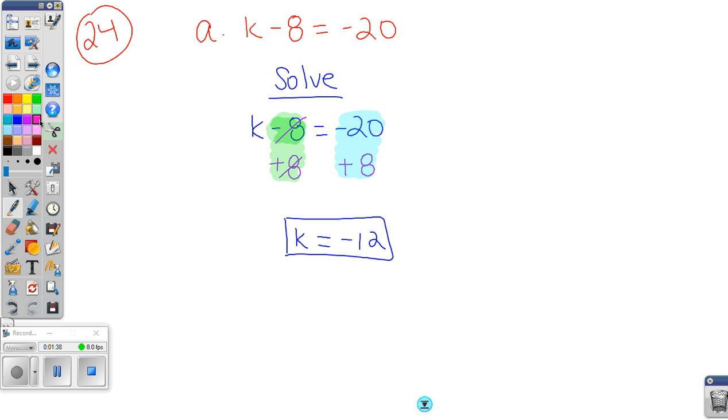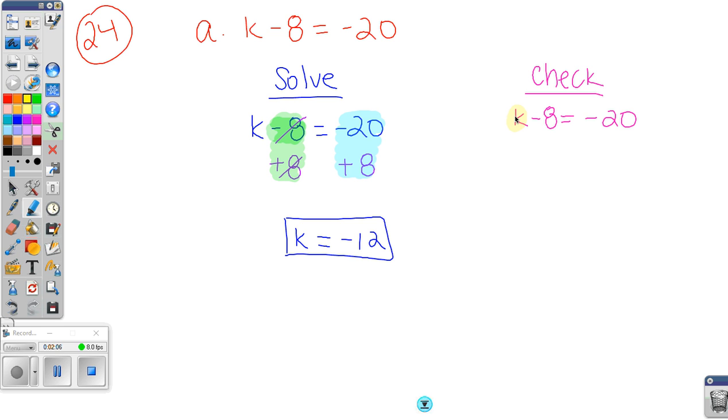They also asked in the directions for you to check your solution. The purpose of a check is for you to confirm whether your answer is correct or not. The first step when you're doing the check is to write the equation down. So I'm writing down the original problem: k minus 8 is equal to negative 20. There's only one number where this is going to work. So if we made a mistake, this is going to end up being an untrue statement.